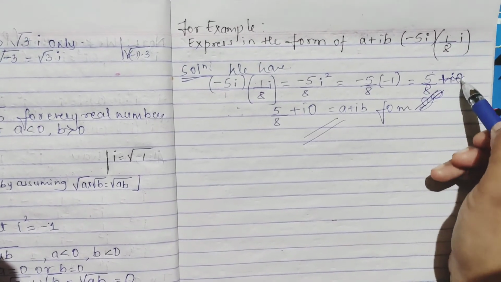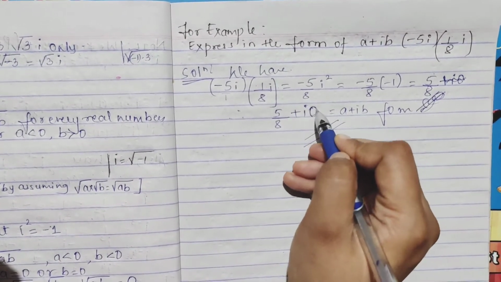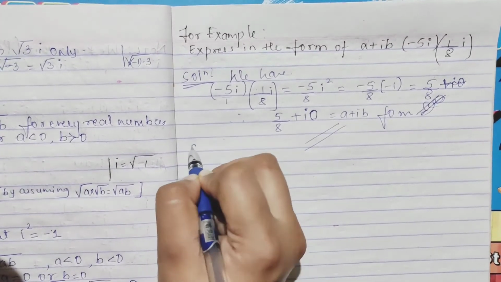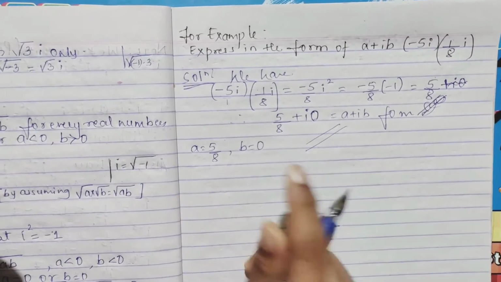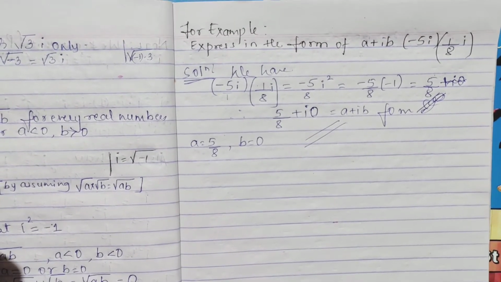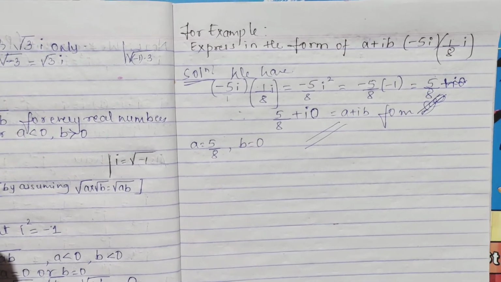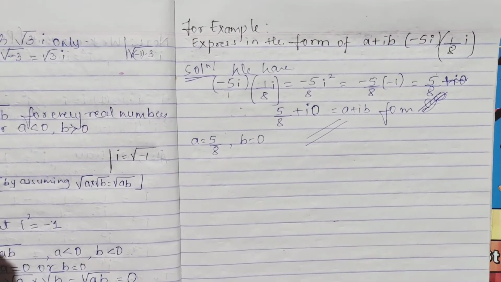If you don't have anything imaginary, you are not getting any, still you have to write it by mentioning 0, where you can say a is equal to 5 by 8, b is equal to 0. Like this you can tell it. When you have such problems, you have to mention it. We'll catch up in the exercise part. I just wanted to show you how it will be.